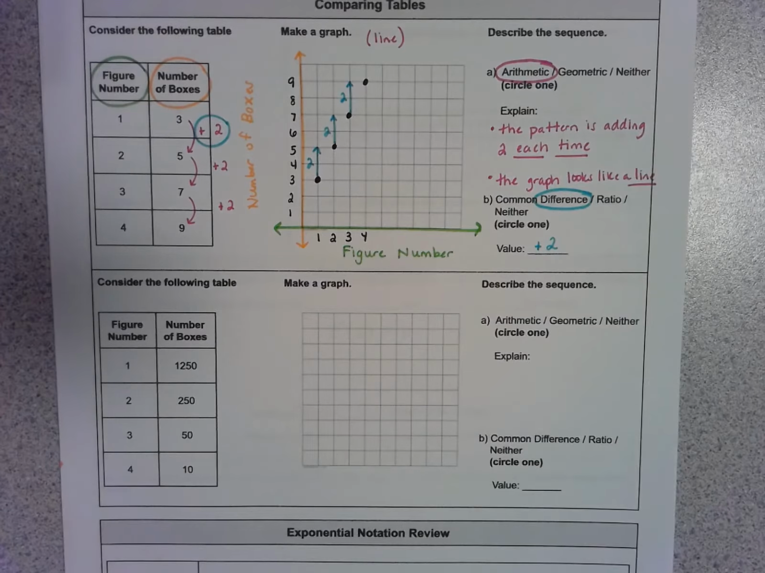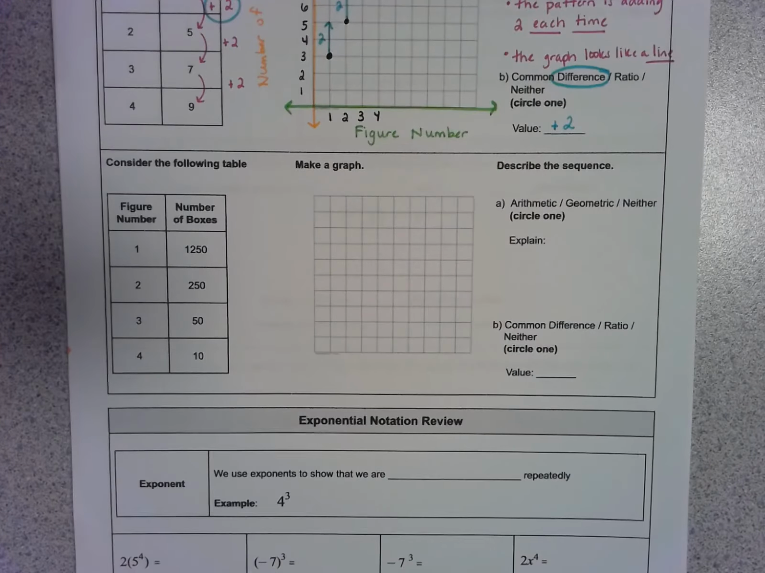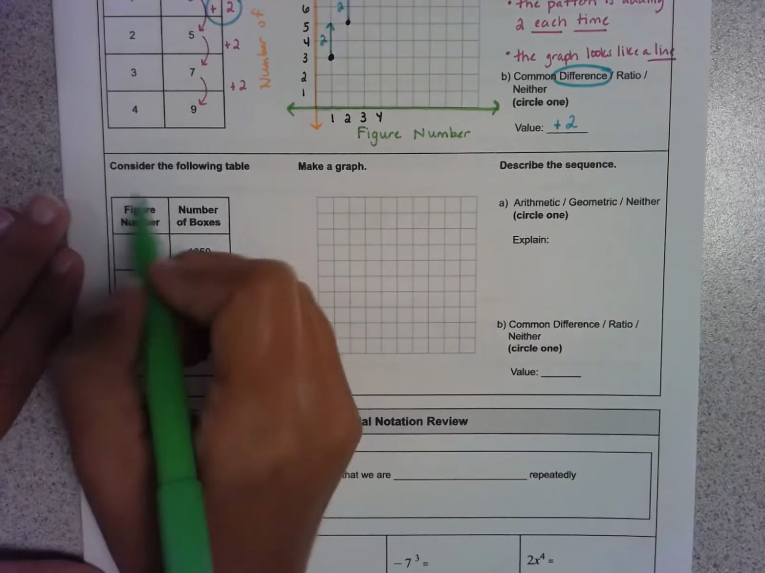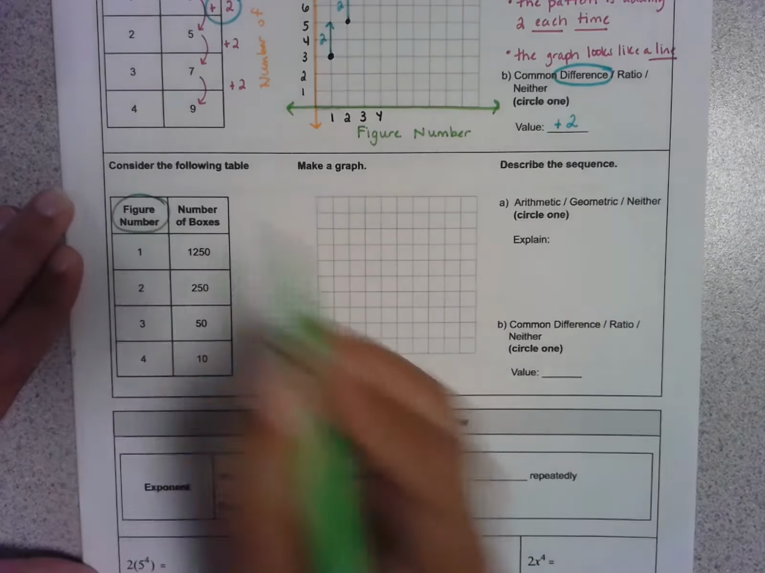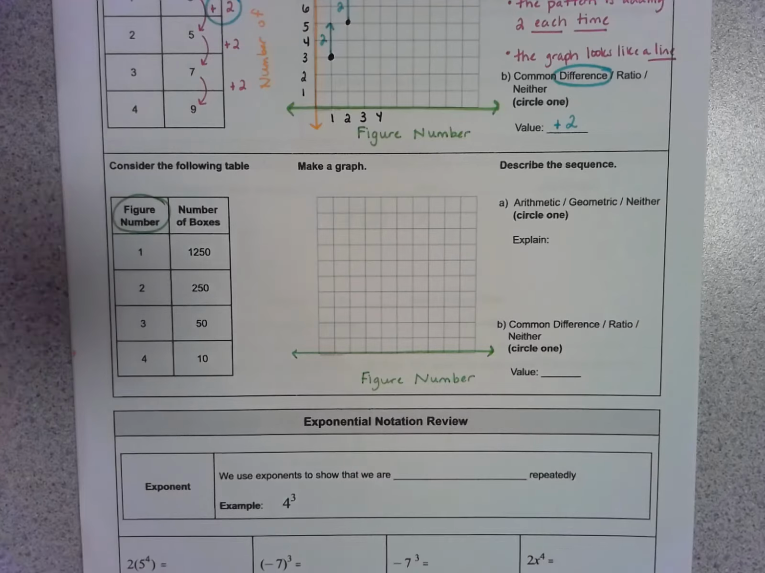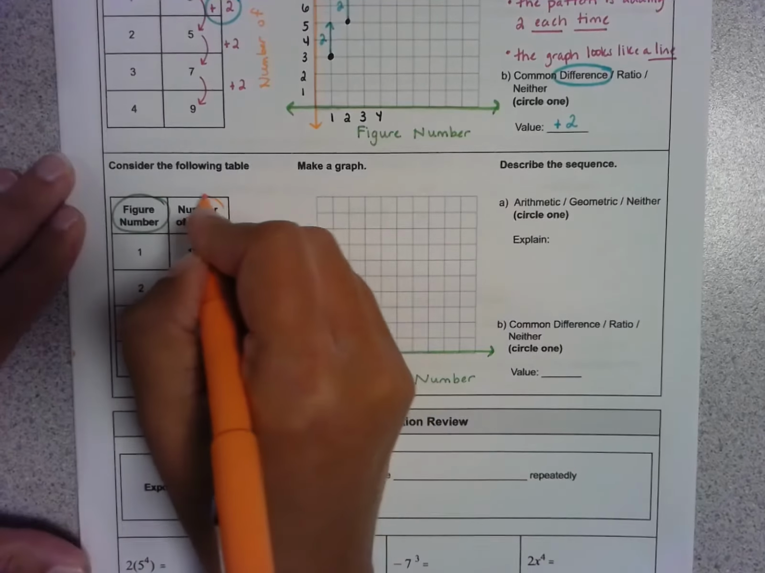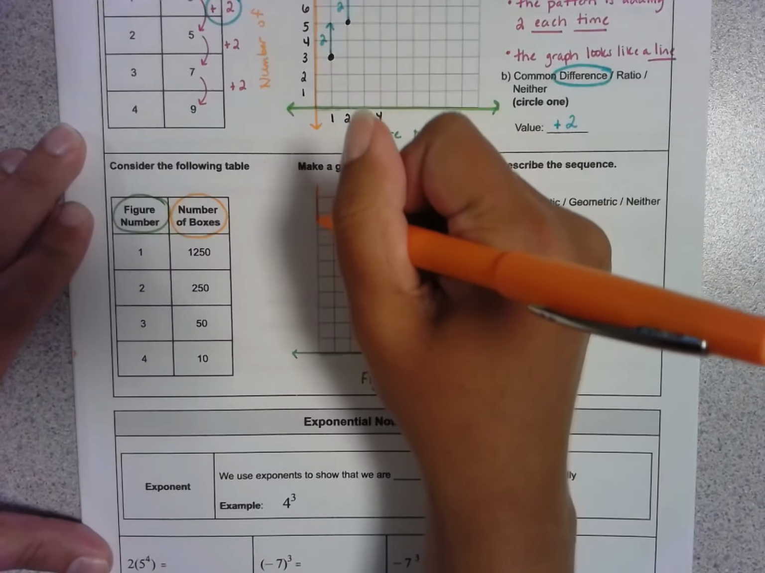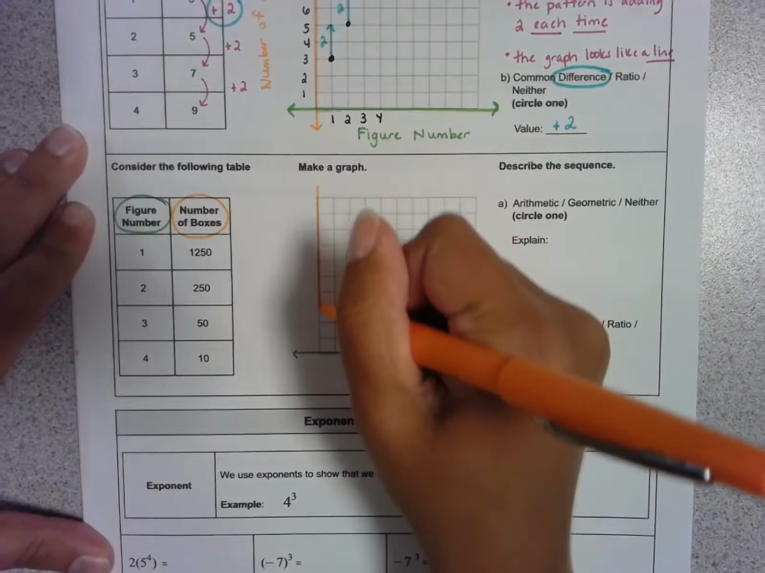Now let's consider the following table. Now this table is a little bit different. We've got some really big numbers here, but I don't want to panic. It's going to be okay. Just like before, we're going to label our x and our y axis for our graph. So figure number is going to go on the x because that's the first column in my table. And number of boxes is going to go on the y because that's the second column in my table.